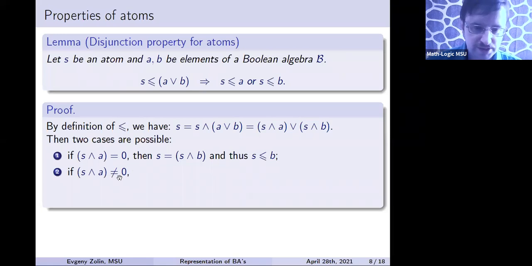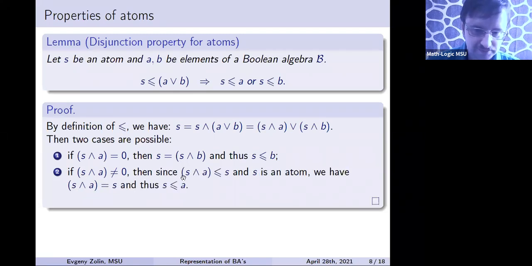If this is not 0, then notice that this element is smaller than S. But S was an atom. So we have a non-zero element that is smaller or equal, so that is below an atom. Of course, this means that this conjunction is exactly S. It cannot be strictly smaller than S. And this, by definition, means that S is less than or equal to A. So S is below A. That's it.